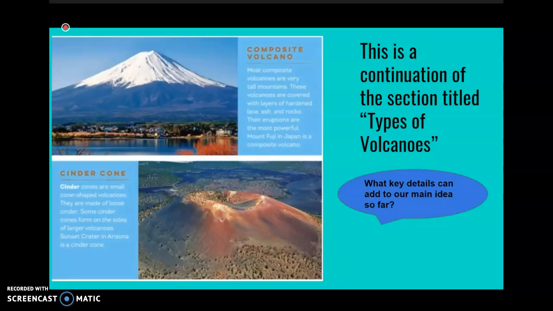Very good, Madison. You told me the picture gives me an example. What do you mean by that? How does it give me an example? It helps me as a reader to be able to do what? It gives me an example. What does that mean as a reader? For example, if I'm talking about a composite volcano, how does that photograph help me?